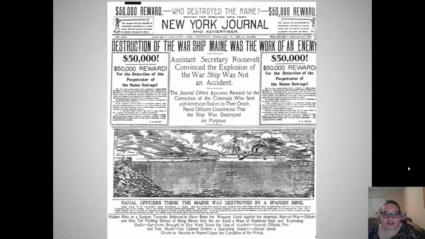All right, so these are some newspaper front pages, okay? Maine explosion caused by bomb or torpedo. Of course, we know it wasn't, but there you go. My personal favorite is the illustrations that they do, okay? With the ship blowing up, men falling to their deaths, okay? Destruction of the warship Maine was the work of an enemy. $50,000 reward for the detection of the perpetrator of the Maine outrage. By the way, they never actually had to give that reward because, you know, it was not an attack. Okay. So this was the World. This is the Journal.